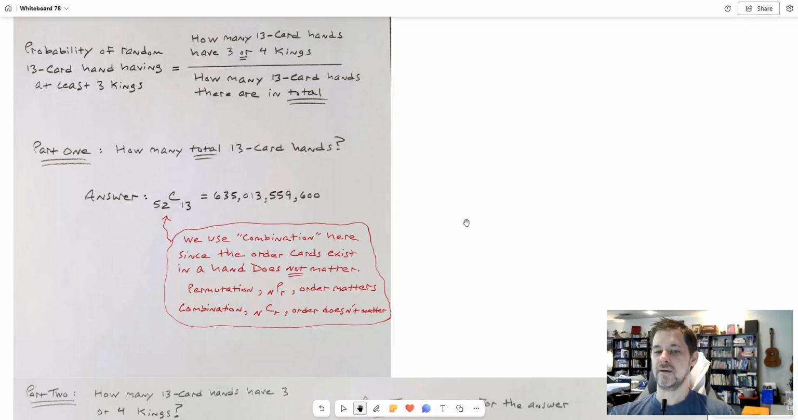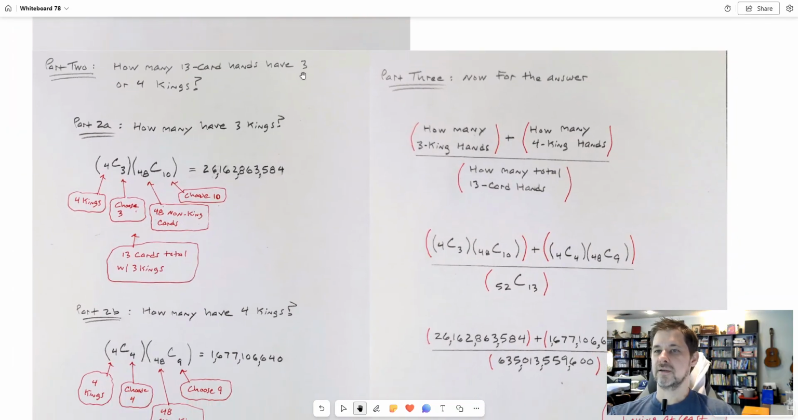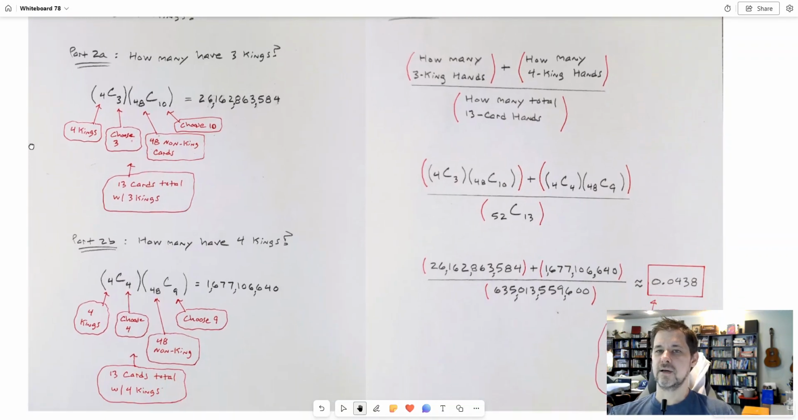Let's move to the top number. Okay, so I need to figure out how many 13 card hands have 3 or 4 kings. Let's do that one at a time. Let me count up how many have 3 kings and then how many have 4 kings.